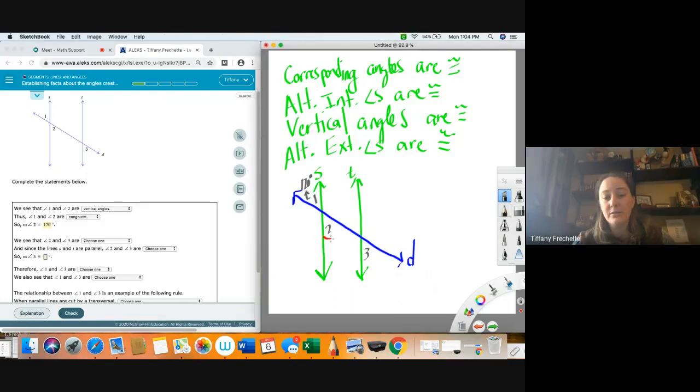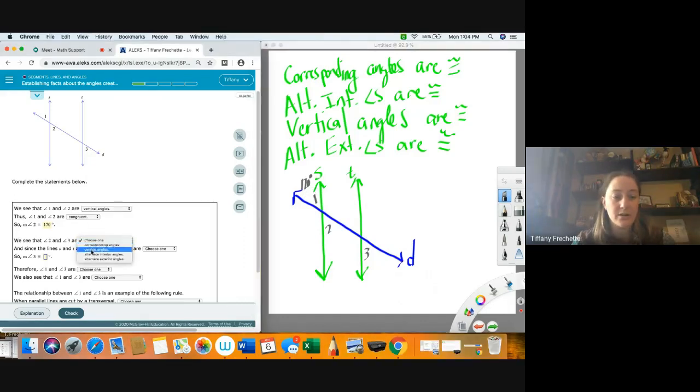So our other option is corresponding angles. Angle 2 is on the right side of the parallel line and on the bottom of the blue line. Angle 3 is on the right side and bottom. I can describe them in the same way. They're both on the right side of their parallel line and on the bottom of the transversal. That's all it means to be corresponding: they're in the same position. Corresponding angles are always congruent. So if angle 2 is 170, which we just answered up here, then angle 3 has to be 170 as well.